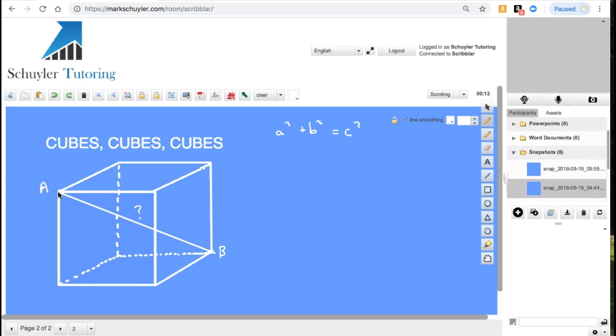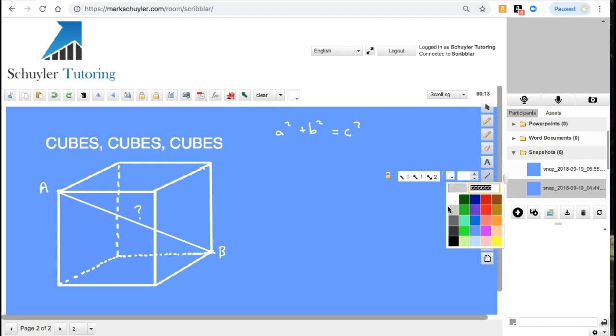And start at the highest point. Start up here at A. And then I want you to travel straight down the edge of the cube. Go straight down the edge. We're going to put this in a bright color. So you start up here and you come down.